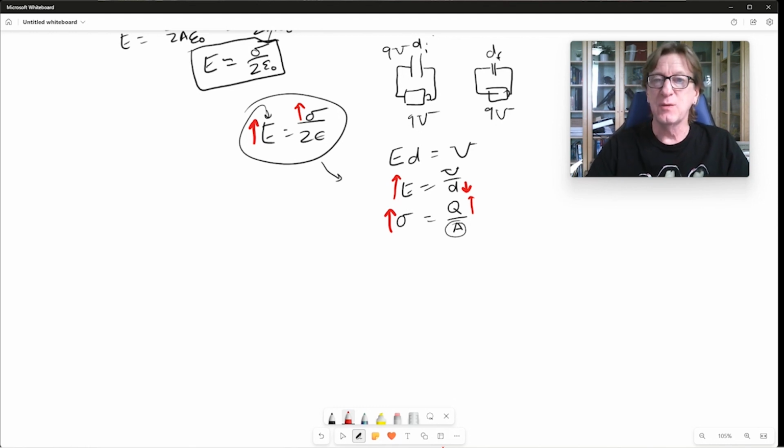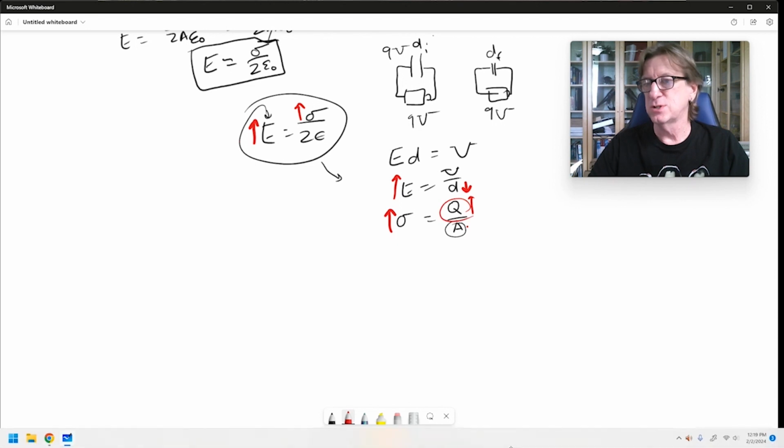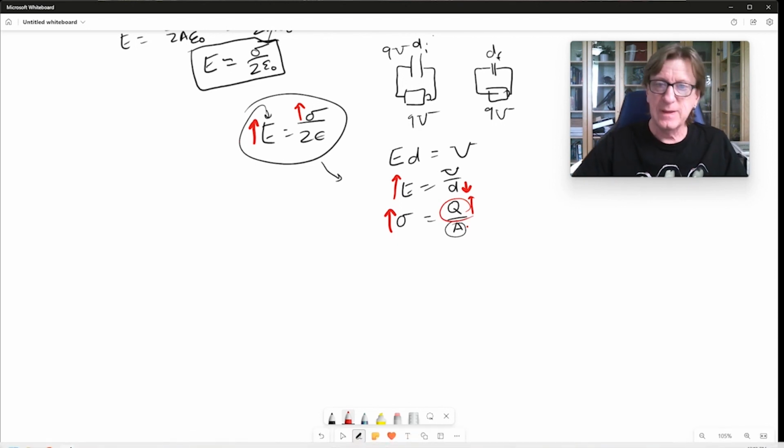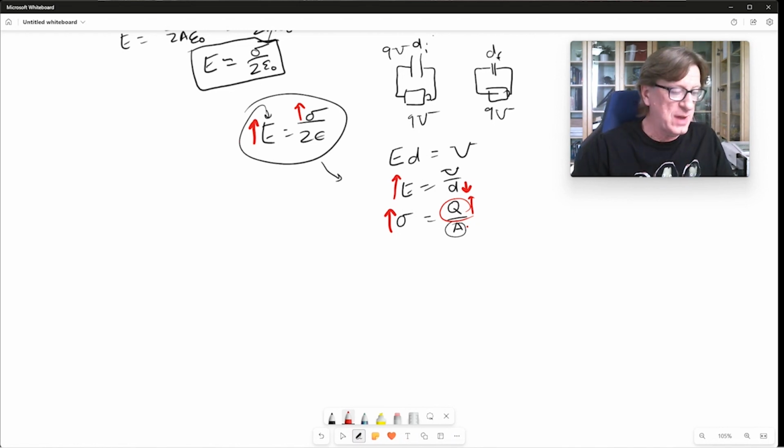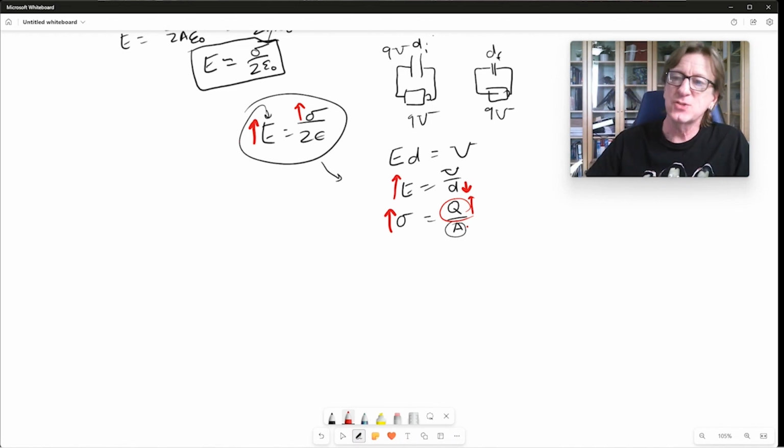Well, now we want to focus on each plate here. So this is for one plate. So if the electric field went up, then that tells me that the charge density had to go up. Then finally, we'll come back down to the charge density here. If the charge density went up and the area stayed the same, then the total charge must have increased from that.